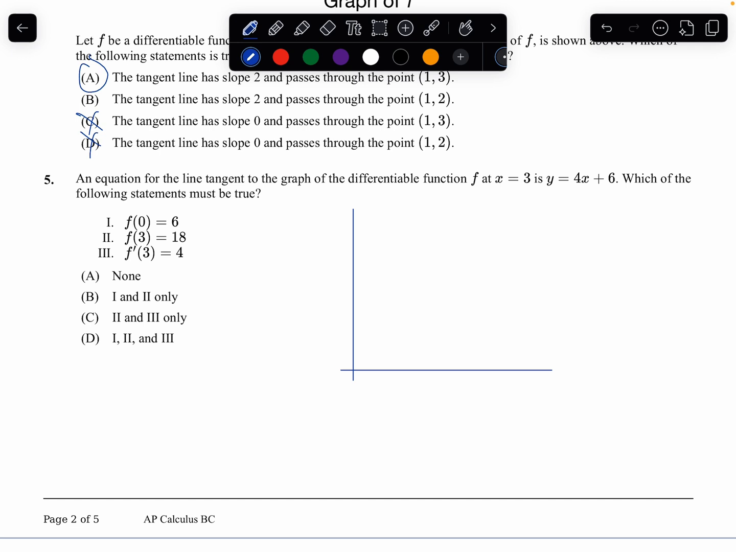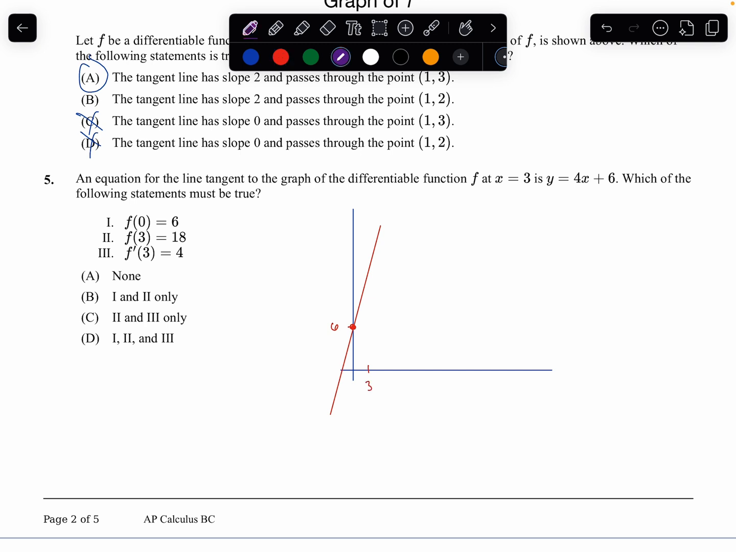So we have 4x plus 6. Let's call this 6. We know that the equation of this line is right here. It has a slope of 4, so a pretty narrow slope. So I'll call this right here 4x plus 6. So an equation for the line tangent to the graph at x equals 3 is 4x plus 6. This is the tangent line, and it's tangent to the graph at x equals 3. I'm going to call that x equals 3.